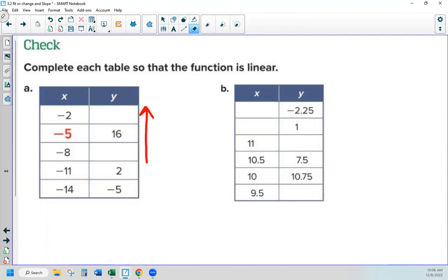Jesus Christ. If we want to go up the table, we have to. I'm not trying to grab the eraser.